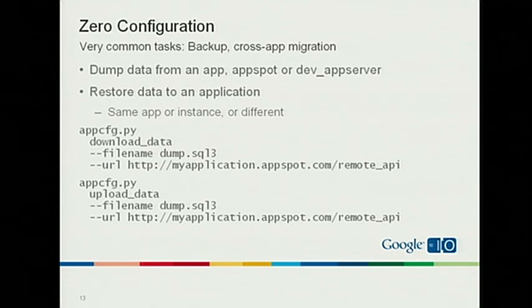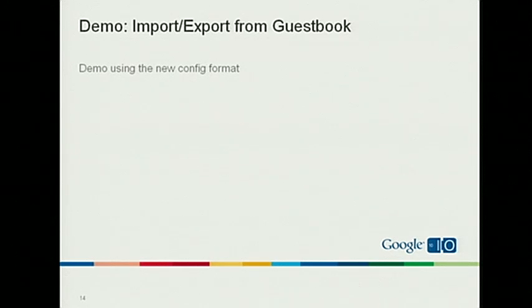One thing which is somewhat new is that this is fully integrated in AppCFG right now. You can also use the bulk loader. But basically, you just run this command, AppCFG download data, point to your application, point to the local file name, and it runs, and the inverse, upload data. All right, so I'm just going to do a quick demo using the new configuration format, which came out in 1.3.4.